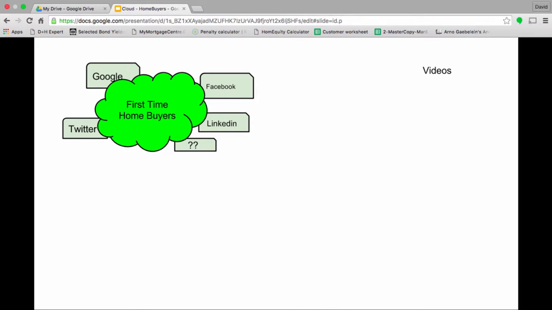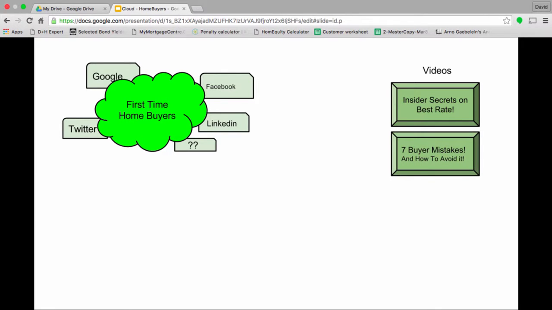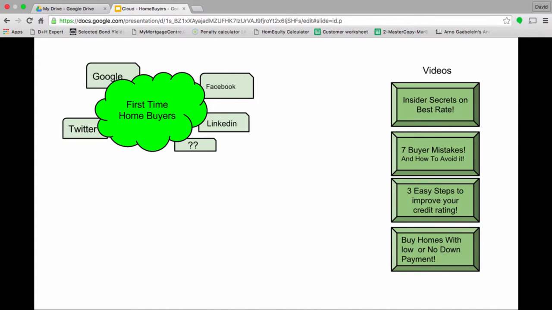Now, we need to have content to attract people, so perhaps videos with topics of interest such as insider secrets on getting the best interest rates, or 7 mistakes and how to avoid them for first-time home buyers. 3 easy steps to improve your credit rating. Now here's one of my favorites. Buying a home with 0 down payment, or perhaps another phrase is low down payment or no down payment. This often attracts a lot of attention.